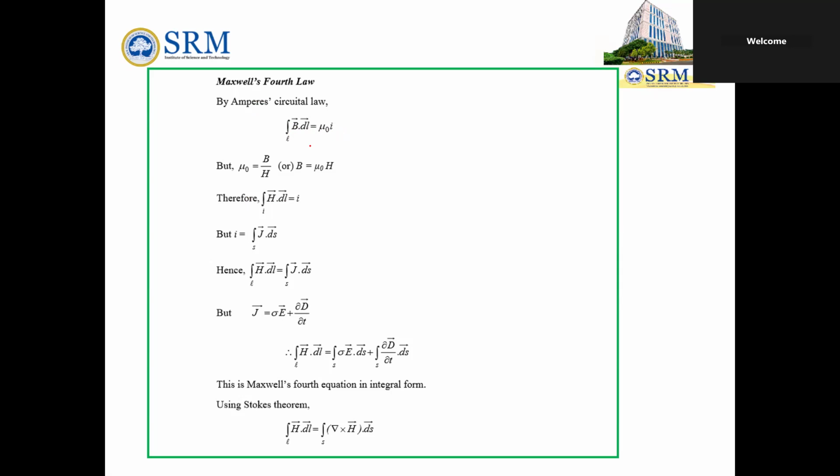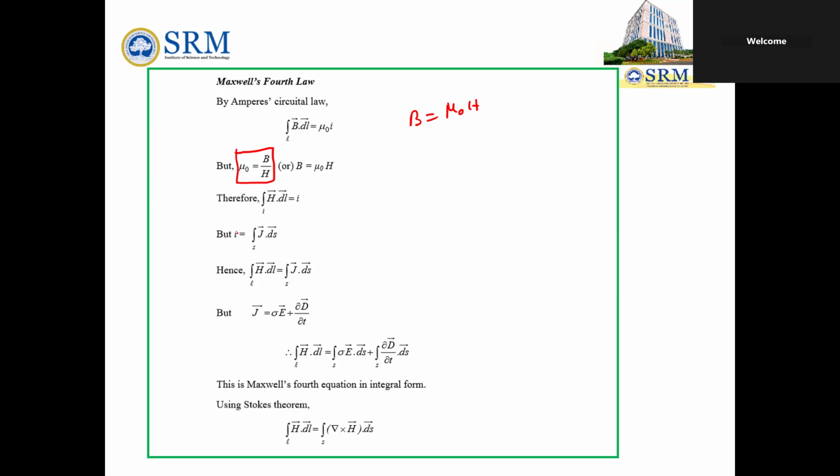Generally we know mu naught is the permeability, with B by H in general. We write B equal to mu naught H, where B is the magnetic induction, mu naught is the permeability of free space, and H is the magnetic field intensity. Rearranging, mu naught equals B by H. Therefore, the line integral of H dot dl is equal to I.